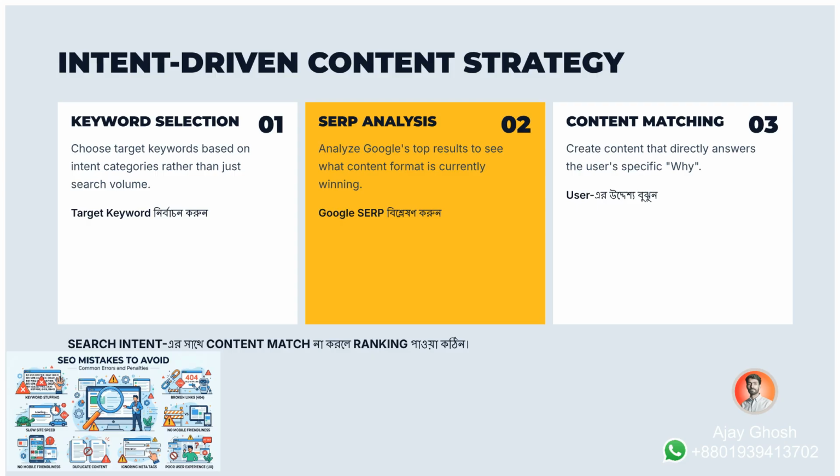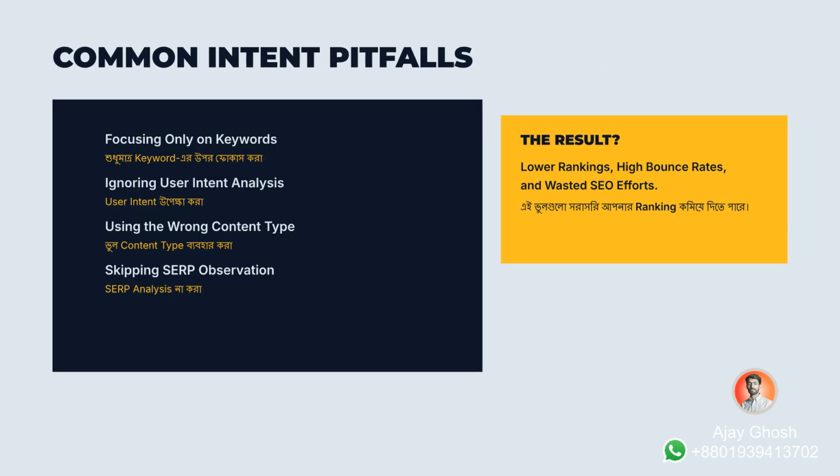An intent-driven content strategy focuses on keyword selection based on intent, SERP analysis to see winning formats, and content matching to directly address the user's why. Common intent pitfalls include focusing only on keywords, ignoring user intent analysis, using the wrong content type, and skipping SERP observation. These mistakes can lead to lower rankings.